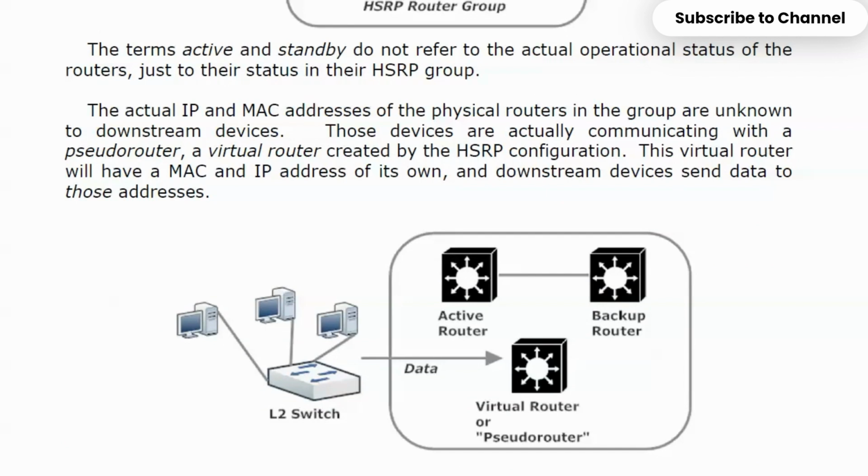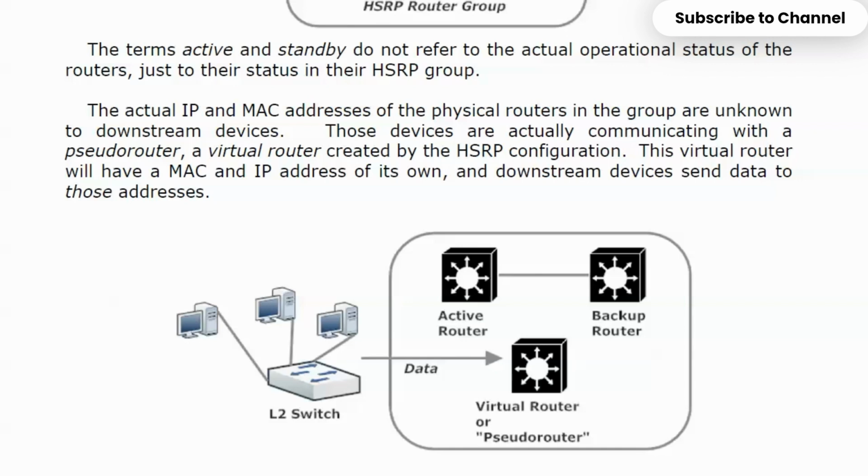Here's actually what we're doing with HSRP. Now, the actual IP and MAC addresses of the physical routers in the group are totally unknown to downstream devices, in this case our switch and a bunch of hosts connected to that switch. These devices are actually communicating with a router that does not exist. A pseudo router, or a more popular term, a virtual router.